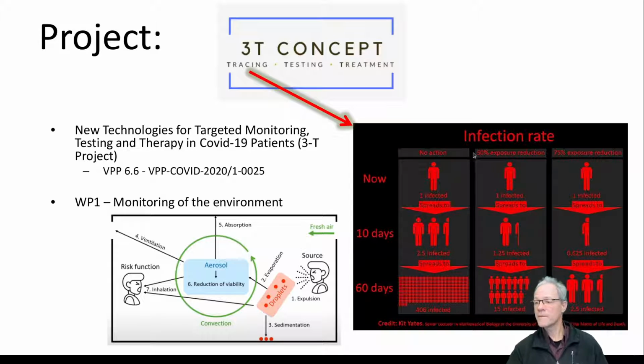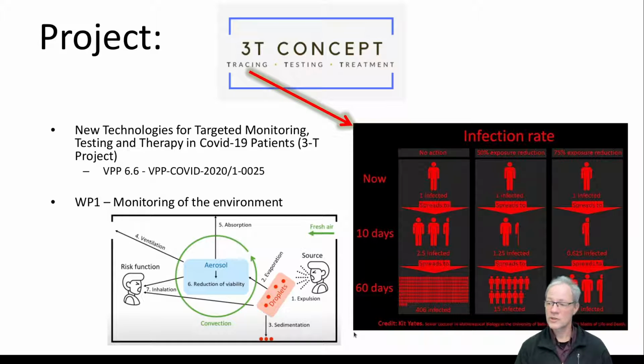However, if we do the 50% exposure reduction, then from one infected person, we would end up having maybe 15 infected people. Or if we do 3/4 of exposure reduction, then we really go down from 1 infected to 2.5 infected people in 60 days. So there's a huge difference between 400 and 2.5 infected people. So maybe 3 infected people.